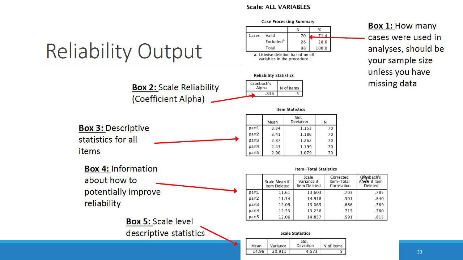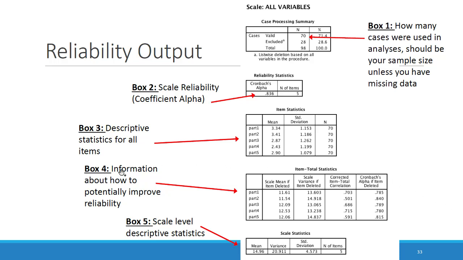To do that, we might look at this box 4 here, which gives you Cronbach's alpha if the item is deleted. What this is telling you is if we were to remove each of these items in turn, so part 1, if we were to remove part 1, our alpha would become 0.785. Well, 0.785 is lower than 0.836, so that's an indication that we should probably keep that item in there. So in all of these cases, there's nothing that would really improve the alpha very much. So we don't want to remove any items.